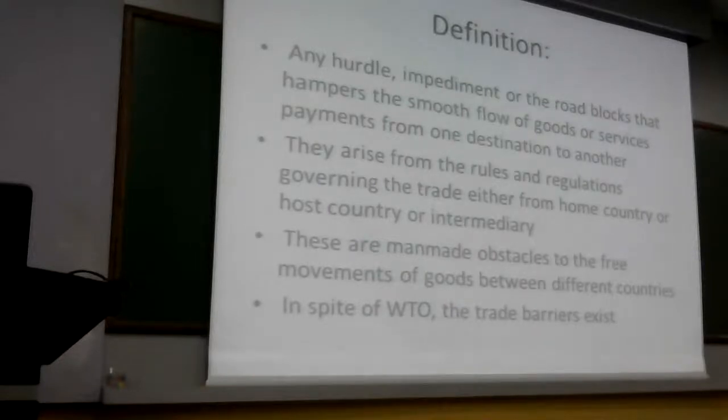Since we are talking about business across national boundaries, the destination and the source mean the countries, the destination country and the host country as well. So trade barriers are the obstacles, the roadblocks, which are imposed in order to block the smooth transition of goods and services or payments from one country to another. Now, these trade barriers are nothing but rules and regulations made by some kind of organization. That means these are completely man-made.